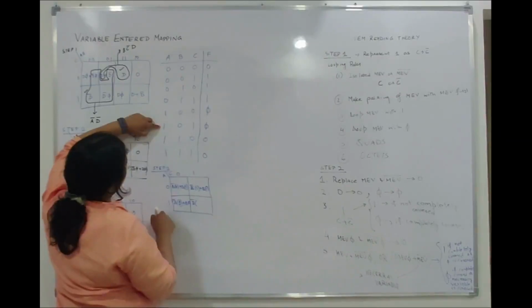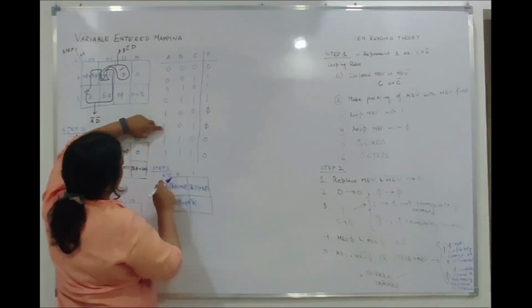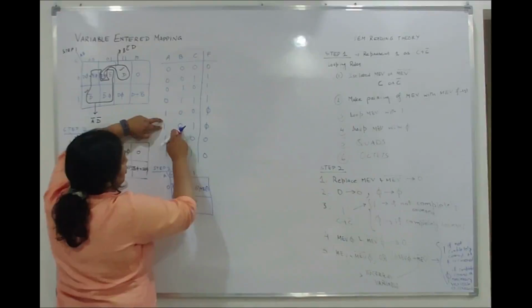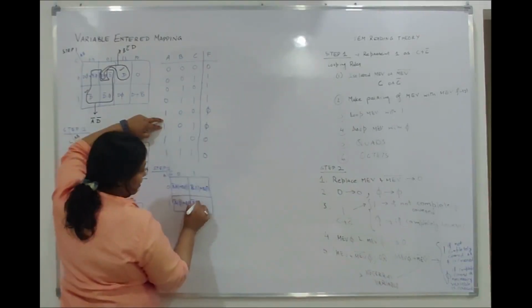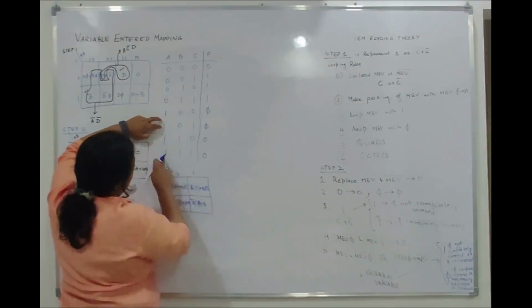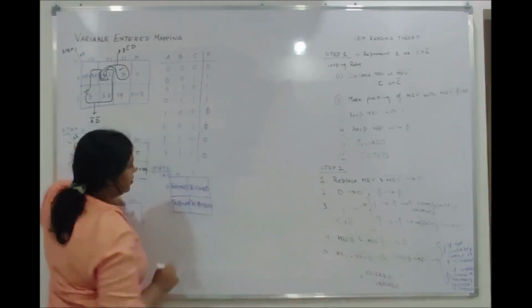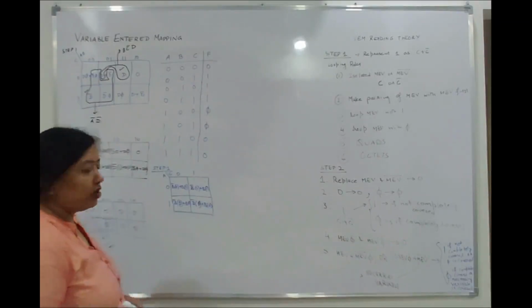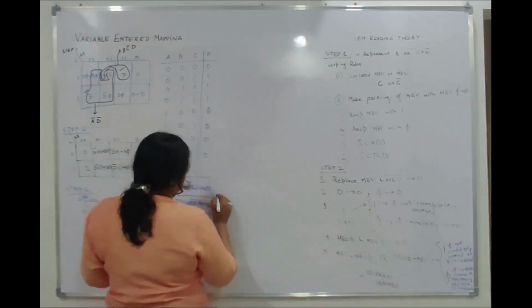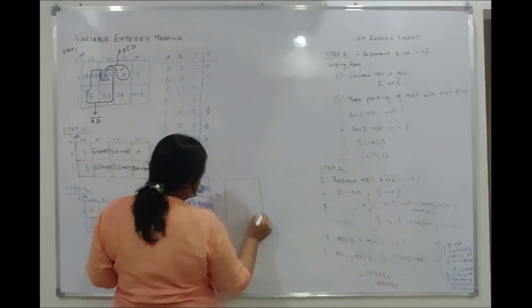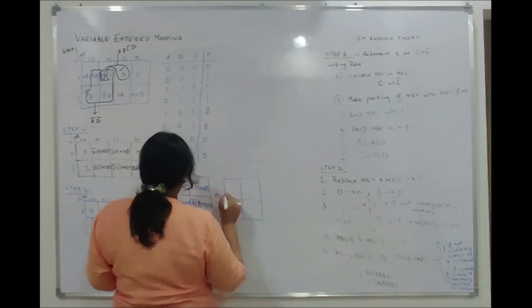For A1 and C1, A is 1, C is 1, for B bar output is 5. For A1 and C1, for B output is... this is what you have to reduce it to a more simple table.